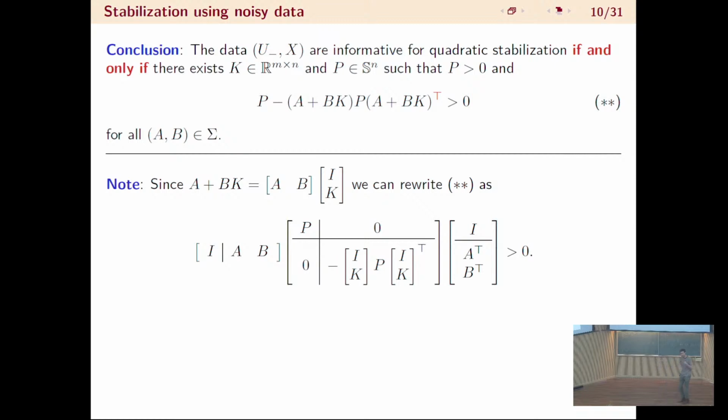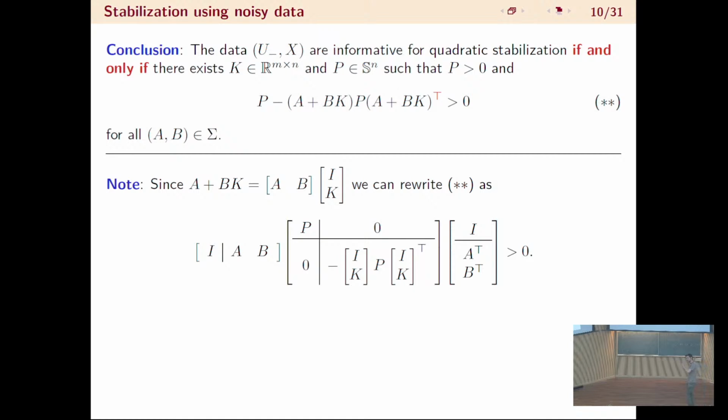Okay, let's try to understand this a little bit further. I have this dual Lyapunov inequality, and I can rewrite that using the fact that A plus BK is A next to B times I over K, as this inequality over here. So really, I don't do anything here. This is a block diagonal matrix. Because of the zeros that you have over here, the products of these matrices are just identity times P times identity, which is the P matrix over here, minus AB times I over K, which is A plus BK, times P, times identity over K transpose times A transpose B transpose, which is simply A plus BK transpose. So this is just a reformulation of the dual Lyapunov inequality.